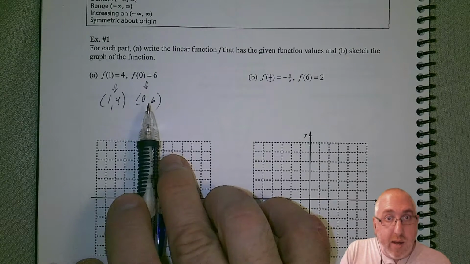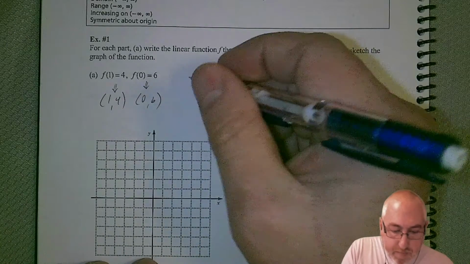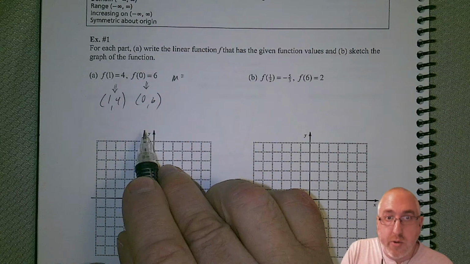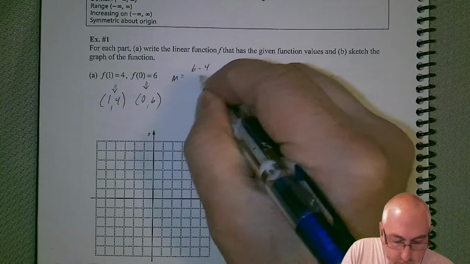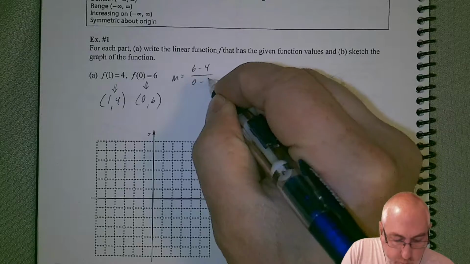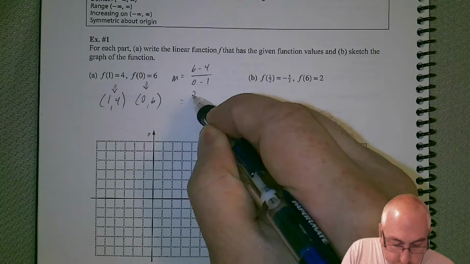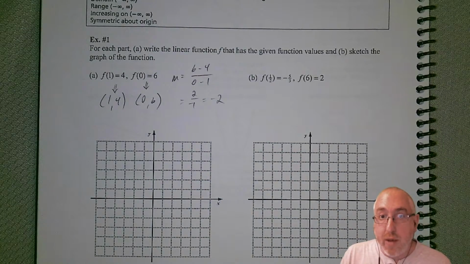So because of that, we're halfway there. So the only other piece we need is the slope. So we can find that pretty quick just by substituting into the slope formula. So we can say (6 minus 4) over (0 minus 1). And that looks like it's going to be 2 over negative 1, which equals negative 2. So now we have our slope.